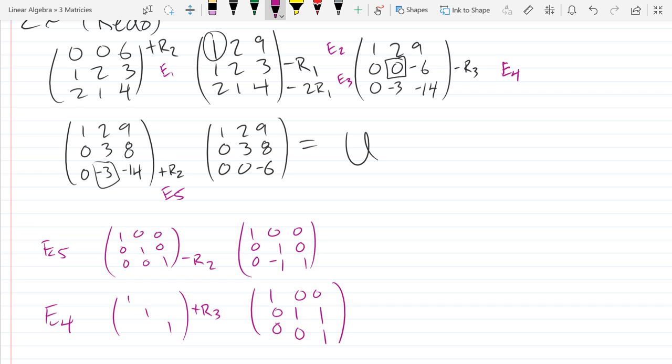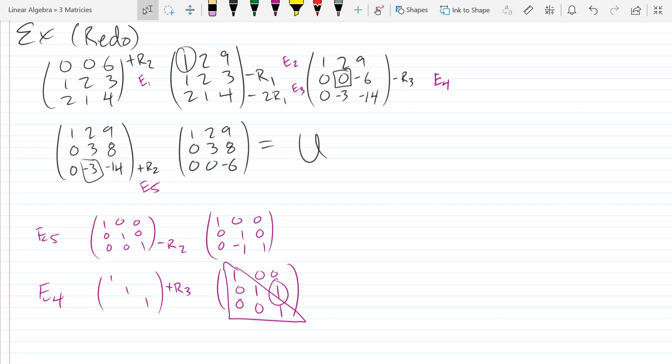That's not good. That's not an upper triangle. E4 is not going to be a lower triangle matrix. So we're trying to make a lower triangle matrix here, but that extra one is preventing this from being a lower triangle matrix. So it looks like this won't work either. So I'll have to go back and see what's going on.